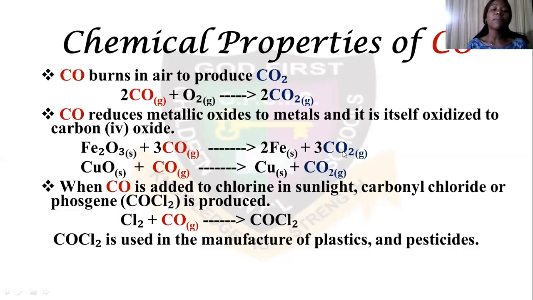Then another property of carbon monoxide is that when it's added to chlorine in sunlight, that sunlight acts as a catalyst. Carbonyl chloride or phosgene, which is COCl2, is produced. COCl2, which is phosgene, is used in the manufacture of plastics and pesticides of industrial importance. So carbon monoxide reacts with chlorine gas to give us phosgene, which is carbonyl chloride. These are the chemical properties of carbon monoxide.